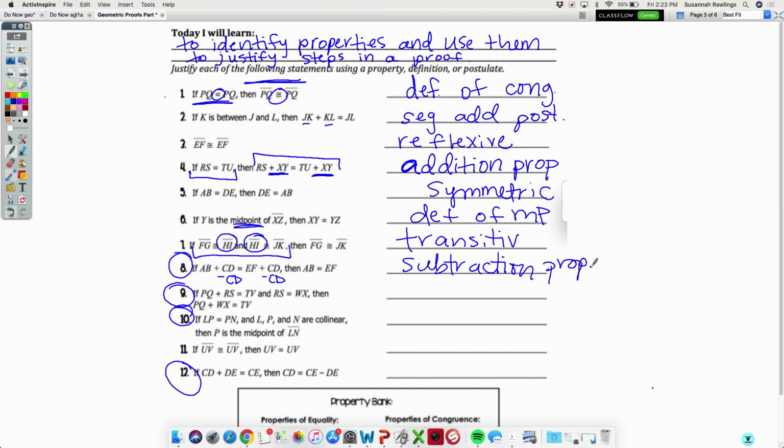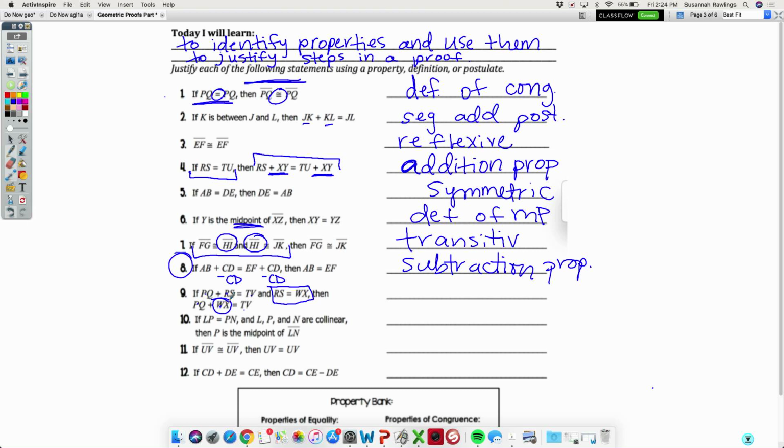Number 9, yeah, this one was a little bit tricky. So PQ plus RS, let me erase some of this stuff. We have this whole equation, but this is the part that's really important. It tells me that RS is the same as WX. That means they are replaceable. I can plug in WX wherever I see RS, which is exactly what was done here. The PQs are still the same, the TVs are still the same. So RS is the only thing that changed, and it changed into WX.